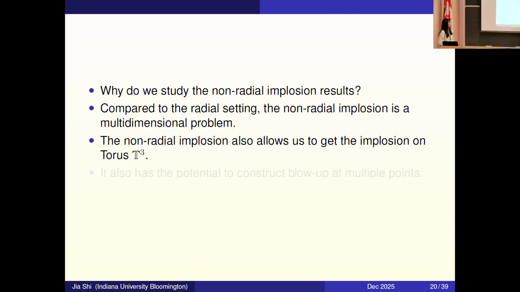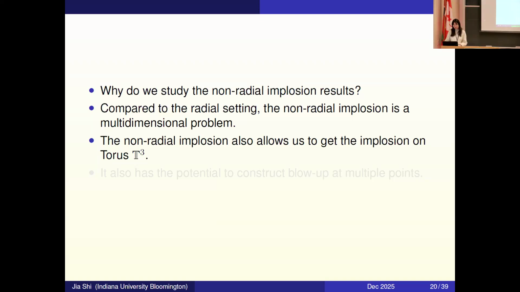Okay, so why do we study the non-radial implosion result? Compared to the radial setting, the non-radial implosion is a multi-dimensional problem, so it poses some difficulties. And also, the first thing we actually wanted to do is to do it on the torus, but we found that in order to do it on the torus, we have to do the non-radial perturbation, because compressible Euler may be fine, but for compressible Navier-Stokes, there's a Laplacian. So inevitably, you cannot use finite speed of propagation, and so you have to use the fully non-radial setting.